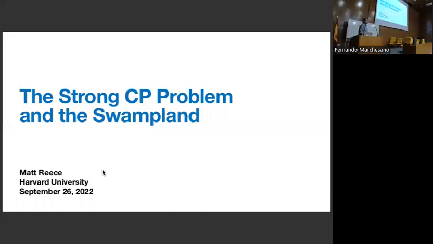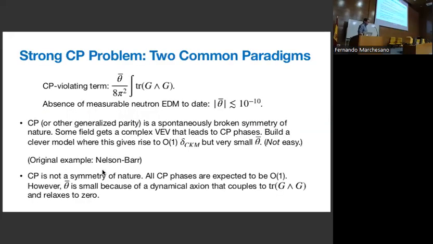Yeah, so I'm going to talk about the strong CP problem and the Swampland. Let me first just remind you about the strong CP problem. The strong CP problem is that we have this potential term in the standard model, the theta term coupled to gluons, the CP odd term. And we don't see it in the real world around us.